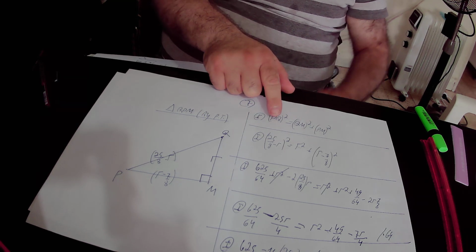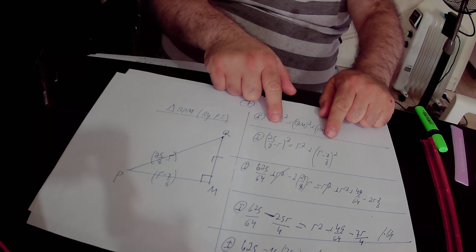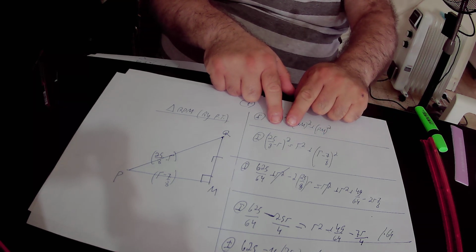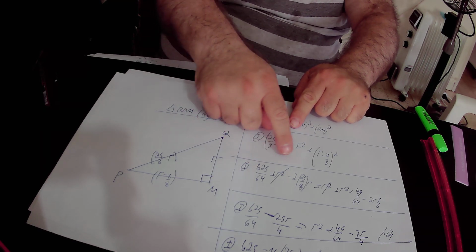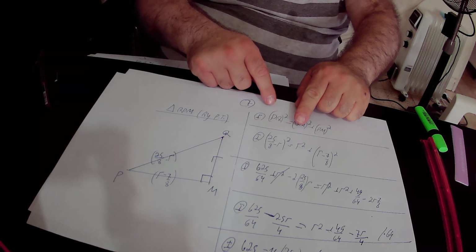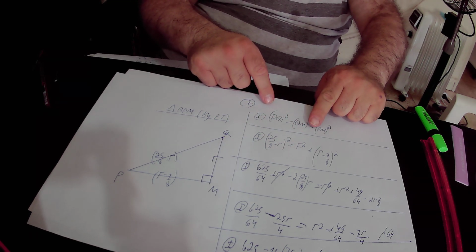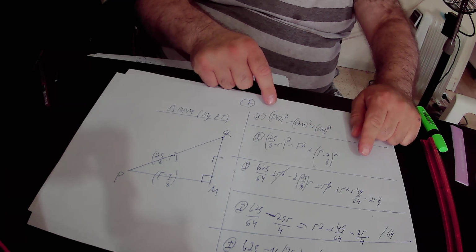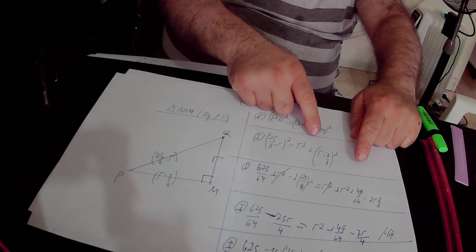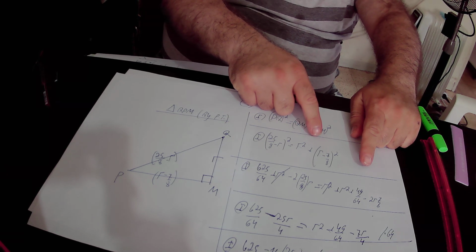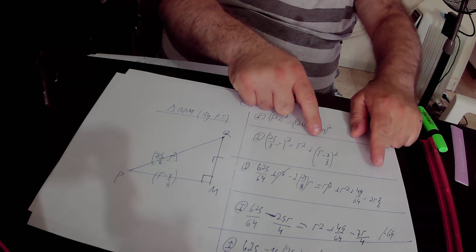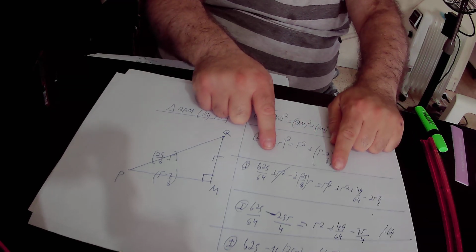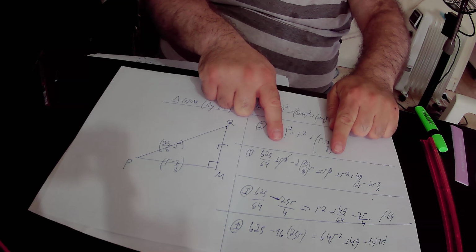Here we open the brackets on both sides of equation number 1. (25/8 minus r) squared equals (25/8) squared, that is 625/64, plus r squared, minus 2 times 25/8 times r. And it is equal to r squared plus (r minus 7/8) squared, which is r squared plus 7/8 squared, that is 49/64, minus 2 times r times 7/8. So we have r squared on both sides of the equation, so r squared will get cancelled.